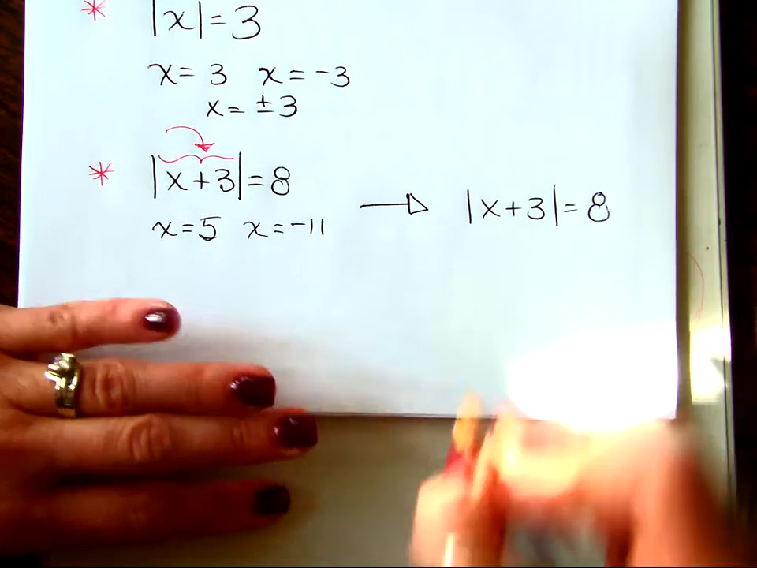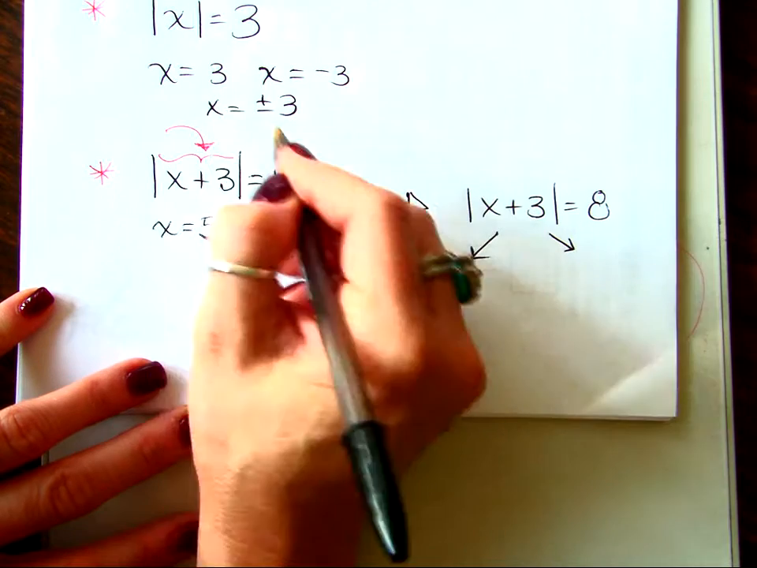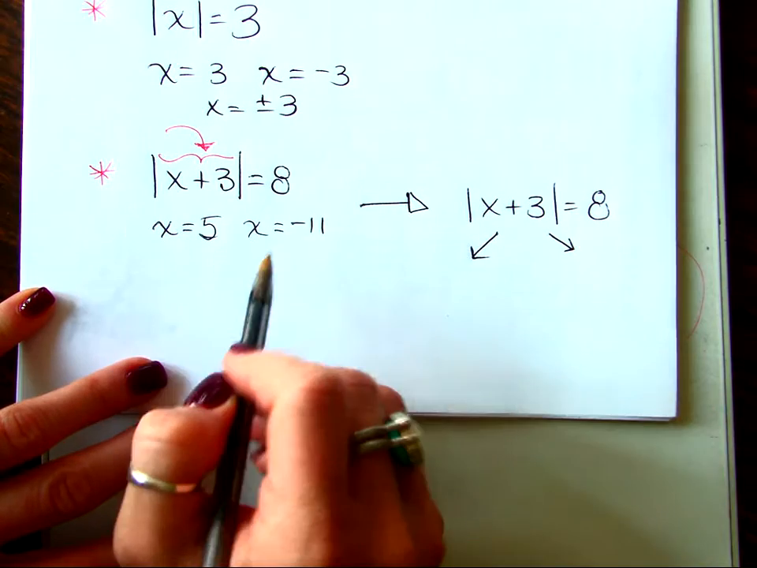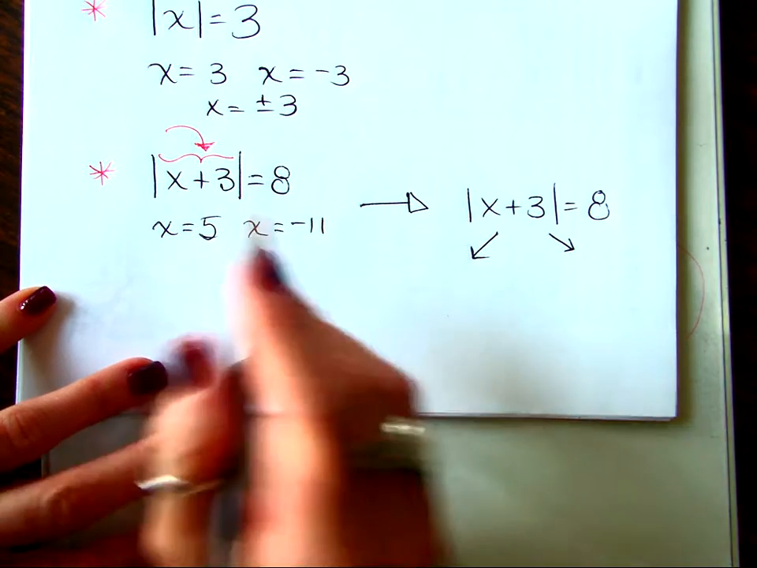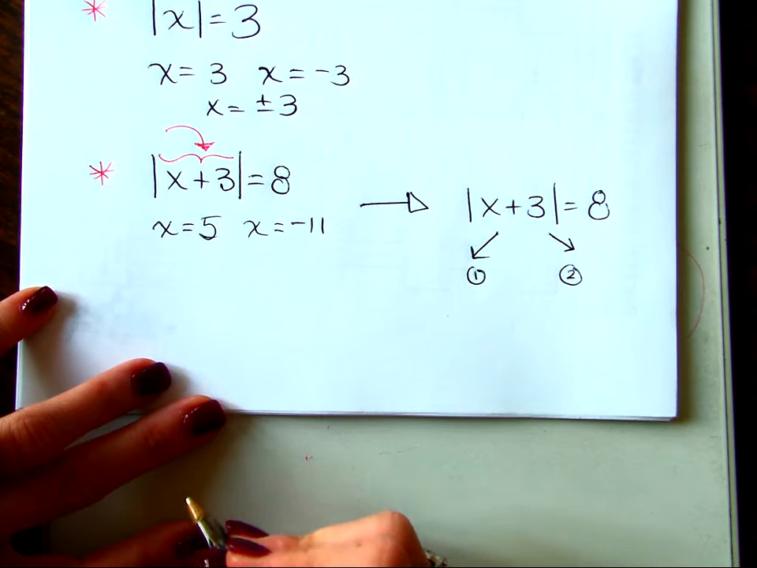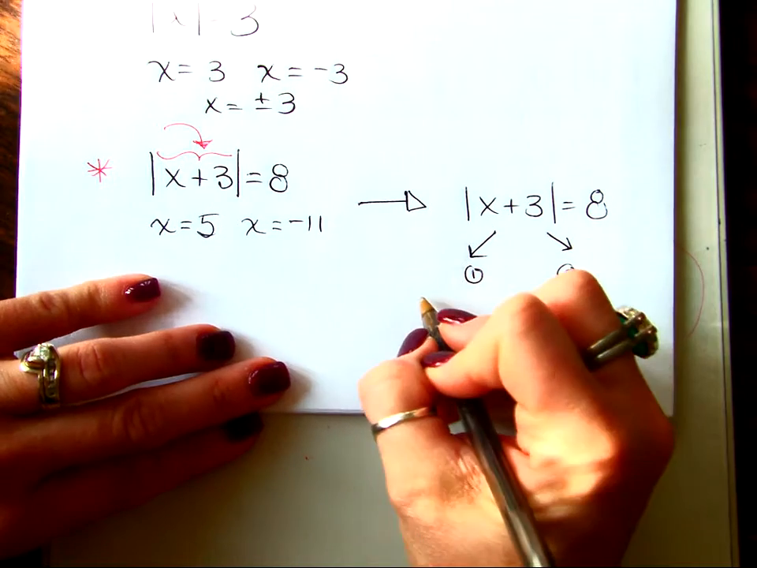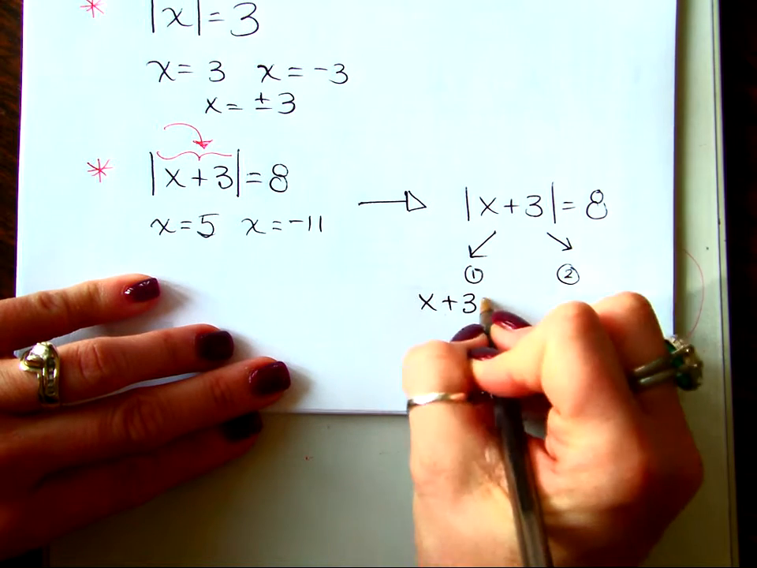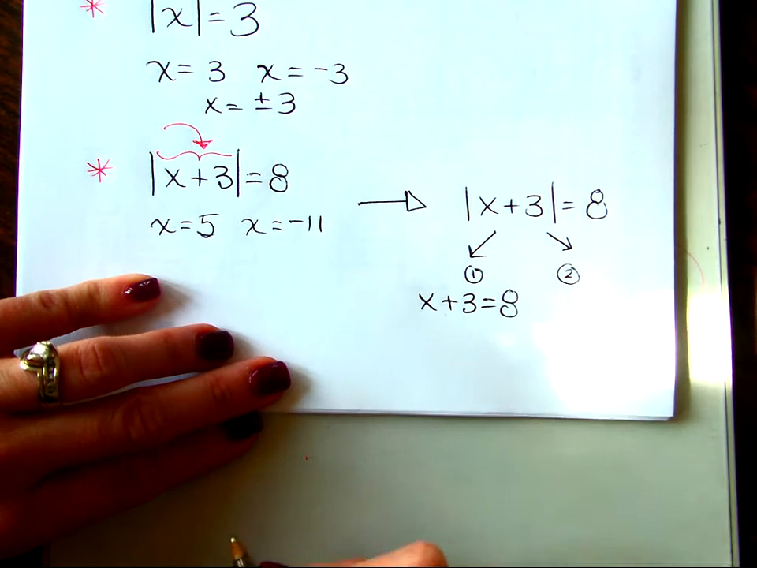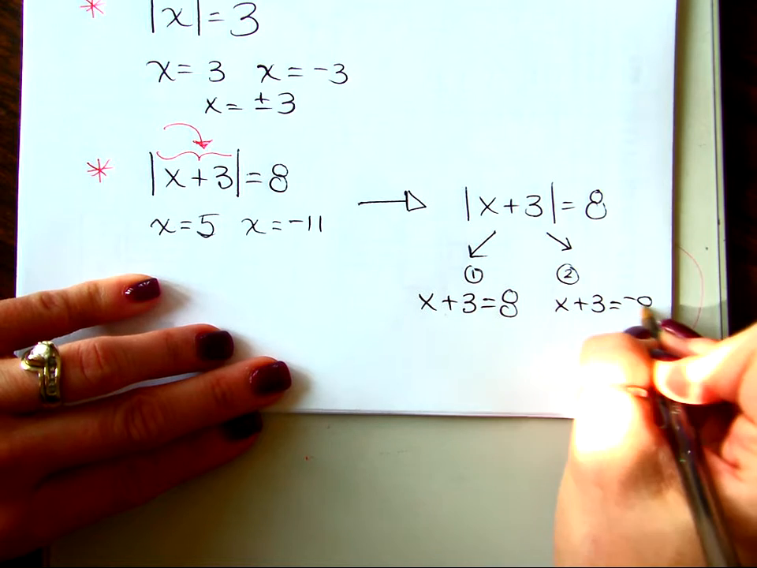So watch. First thing you're going to do, because you're going to have 2 answers, 3 and a -3, a positive 5 and a -11. So the first thing you're going to do here in this problem is create 2 equations. Listen when I write them. I'm going to say that this expression inside could equal a positive 8. And this expression inside could also equal a -8.